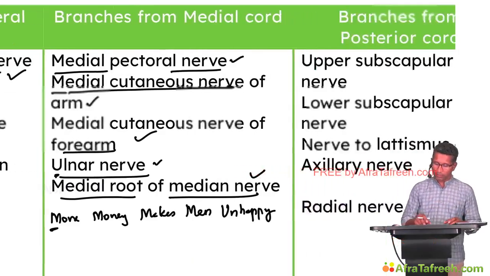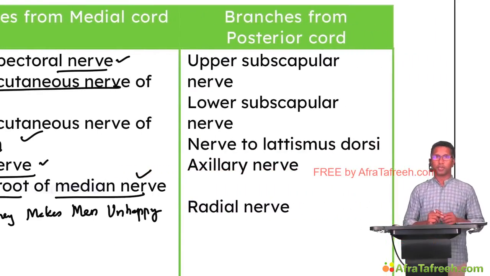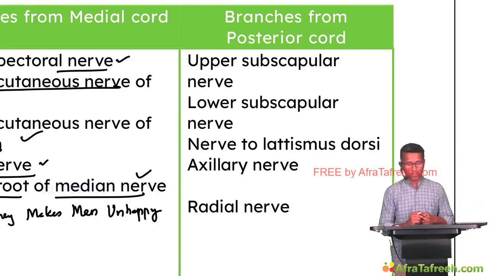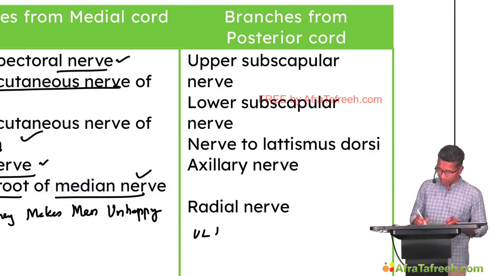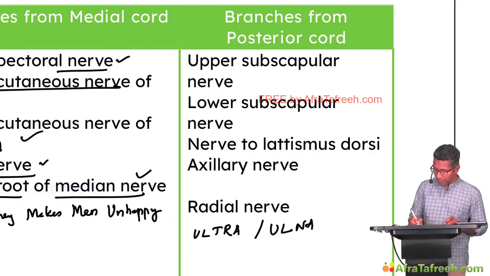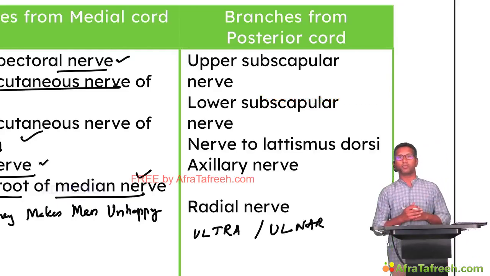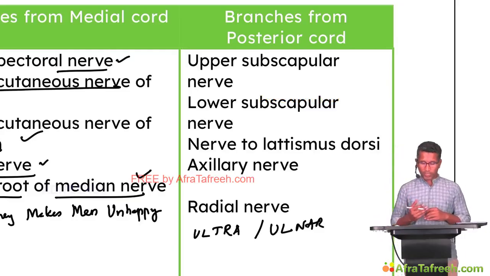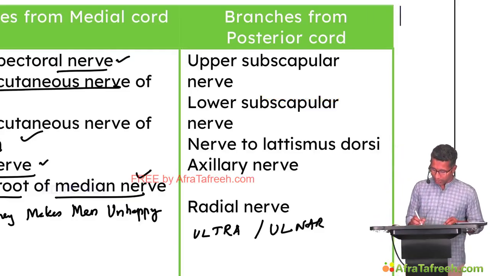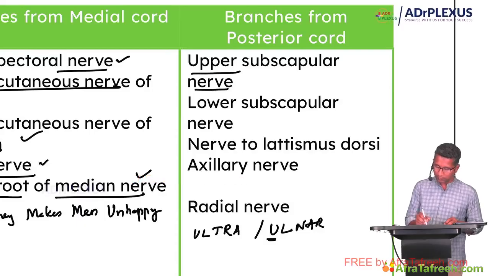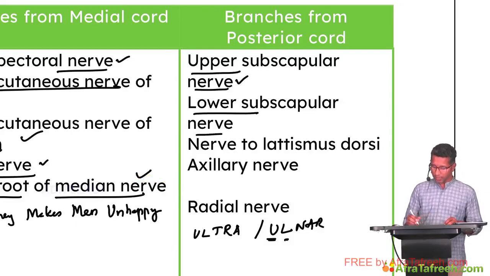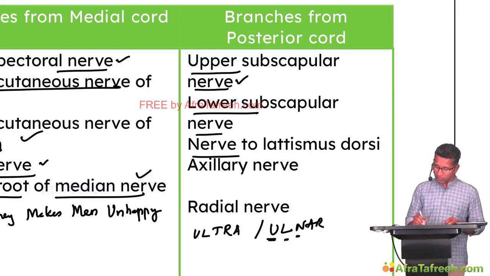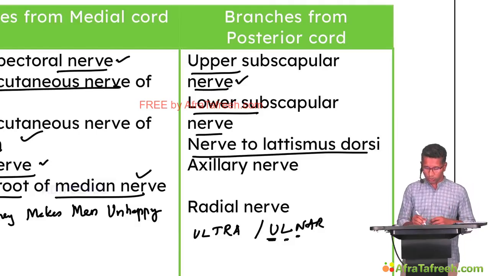The last cord which we are going to see here is the posterior cord of brachial plexus. From the posterior cord of brachial plexus, you got again 5 branches, which you can remember by this mnemonic as ULNAR. Both will hold good for the posterior cord. What are the nerves arising from the posterior cord? U stands for upper subscapular nerve, L stands for lower subscapular nerve, and N stands for nerve to latissimus dorsi, which is also called the thoracodorsal nerve, guys.